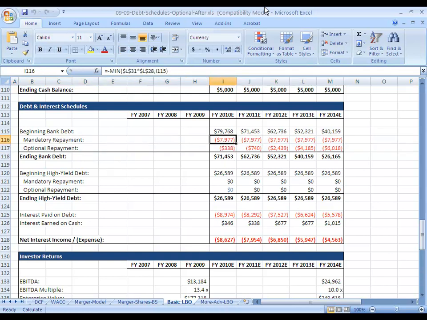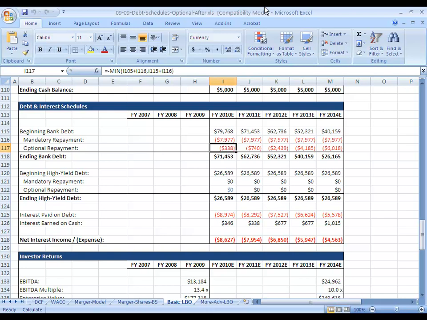So mandatory repayment is simply what we have to pay back each year. If we owe 10% of the principal or 20% of the principal each year, that is what would show up under mandatory repayment. And then the way optional repayment worked is that we looked at our cash flow minus however much mandatory repayment we've already made, and then compared that to the beginning bank debt balance minus the mandatory repayment, and we repaid the minimum of those two numbers.